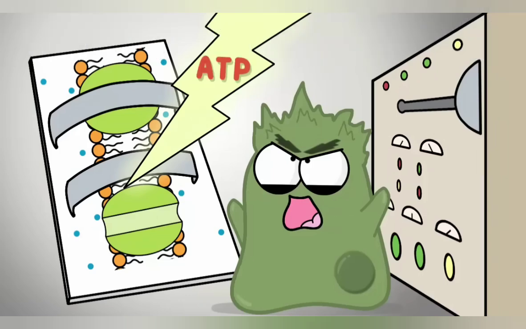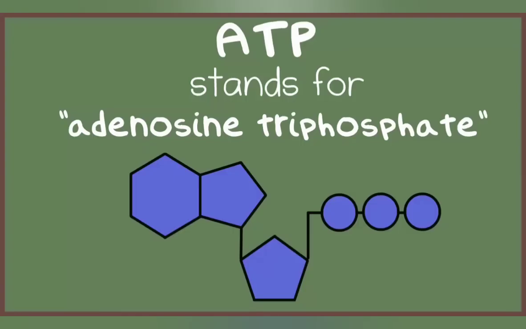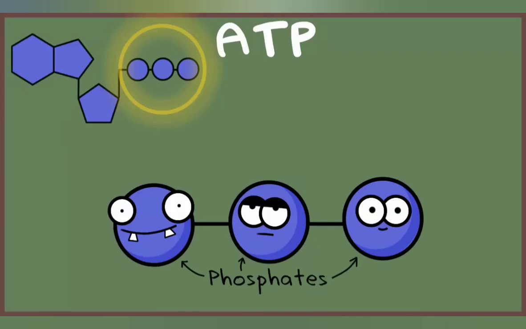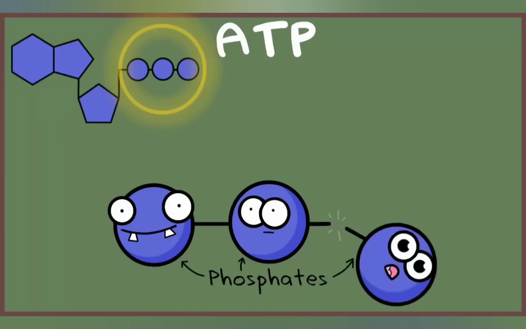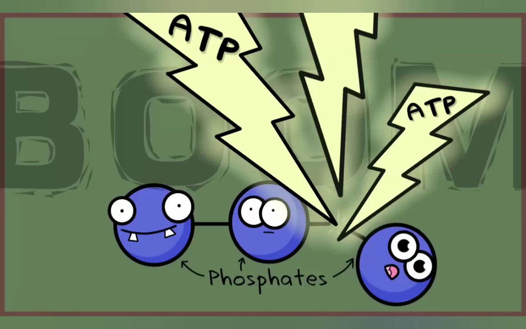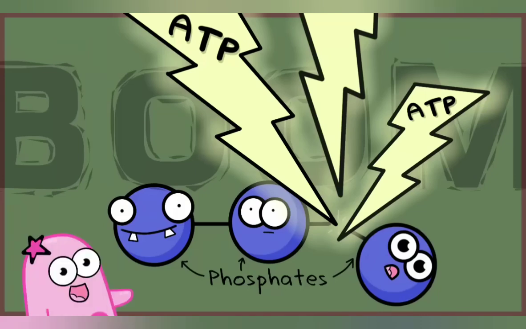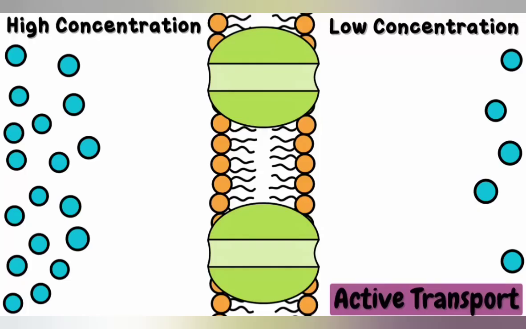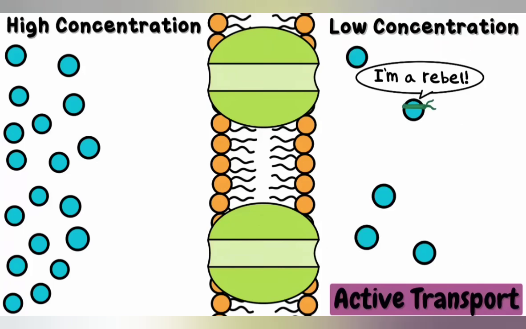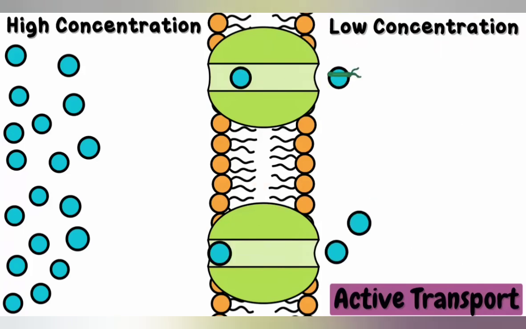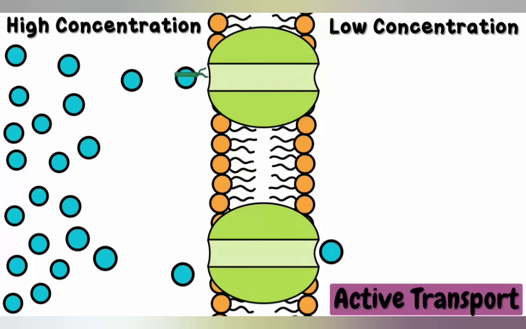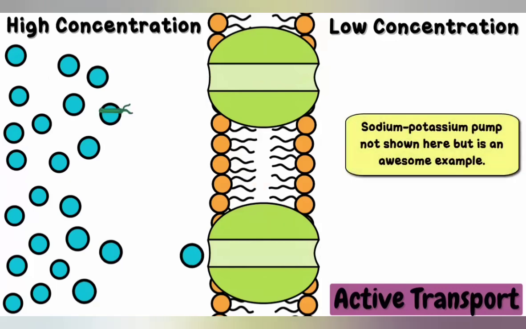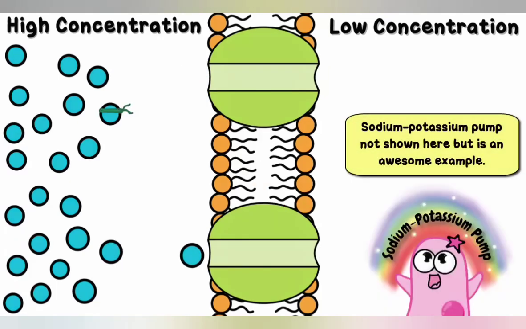Typically, it's going to require ATP energy. A reminder that ATP, adenosine triphosphate, has 3 phosphates. And when the bond for the last phosphate is broken, it releases a great amount of energy. So ATP is a pretty awesome little molecule. ATP can power active transport to force molecules to go against their concentration gradient. And one way it can do that is actually energizing the transport protein itself. One of our favorite examples of active transport is the sodium-potassium pump. So that's definitely something worth checking out.